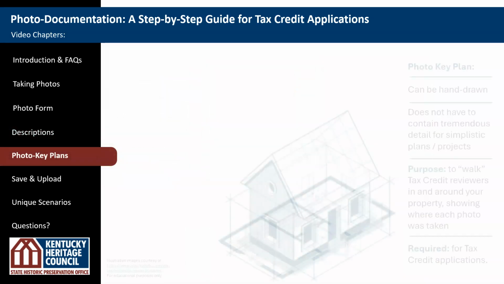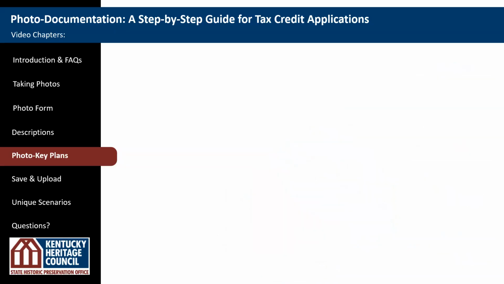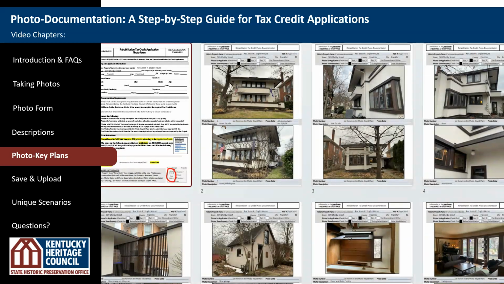Once you have all the photos uploaded into the photo form and they've been labeled with the property's address, a photo number, and a photo description, we now need to identify where each photo was taken. This is done by keying your photo numbers to a plan of your building. We refer to this as the photo key plan.